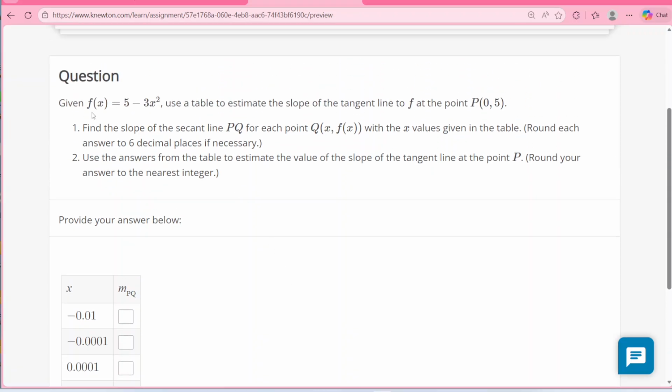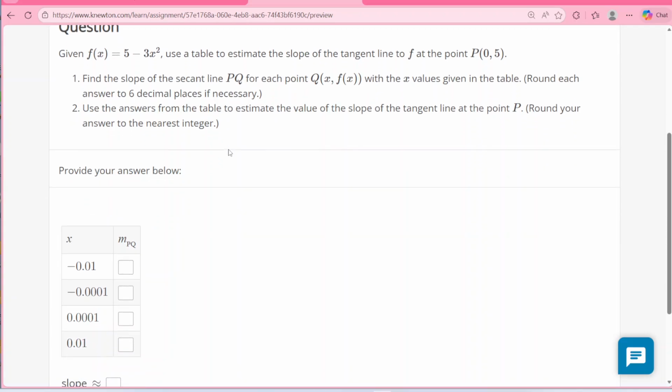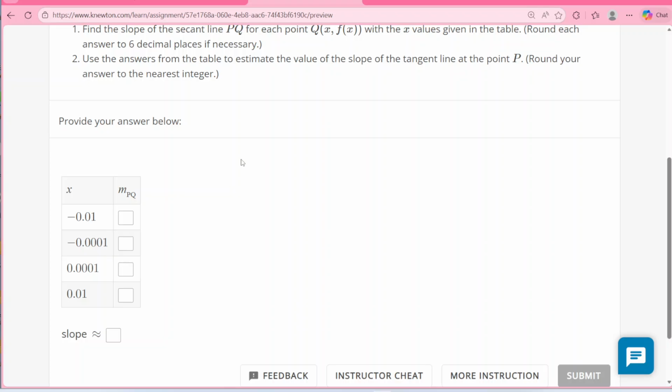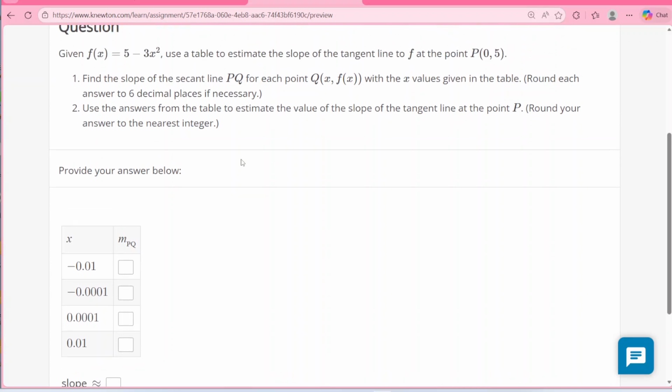So here we got a function, some quadratic again, f of x equals 5 minus 3x squared. And we're asked to use a table to estimate the slope of the tangent line to f at the point 0, 5. Find the slope of the secant line PQ for each point Q with the x values given in the table. And you're asked to round each of these to 6 decimal places if necessary. And then use the answers to estimate the slope of the tangent line at point P and round your answer to the nearest integer. All right, so whole numbers.